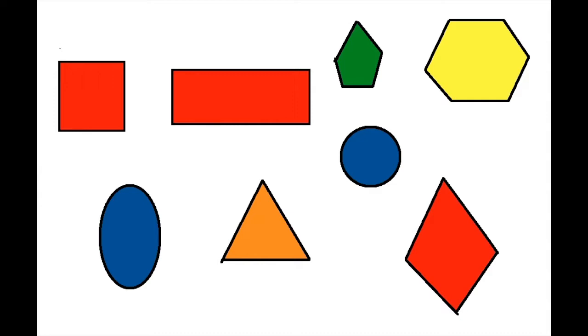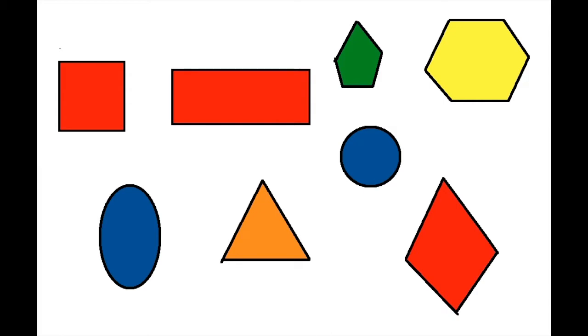How many shapes have 2 sides? None. There are no shapes that have 2 sides. How many shapes have 1 side? That's right, 2, circles and ovals. And we have 1 shape that has 5 sides and 1 shape that has 6 sides.